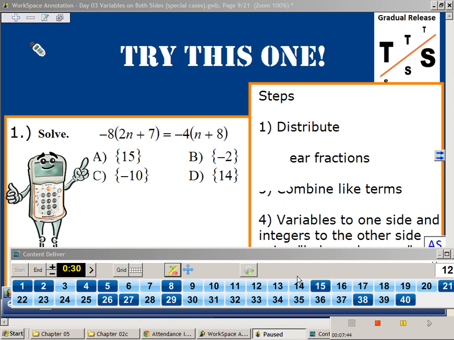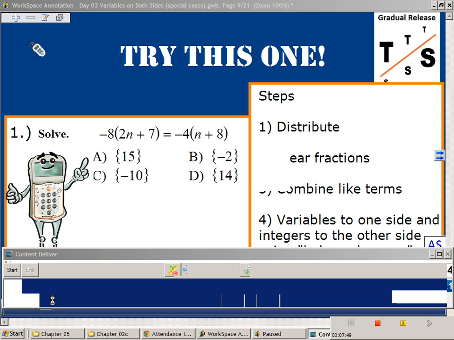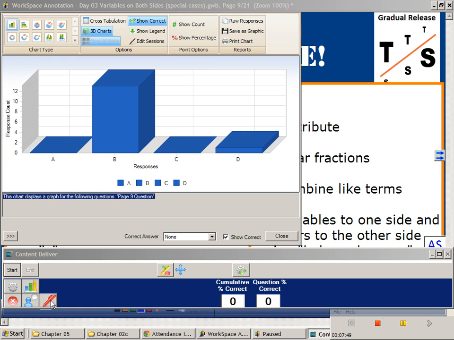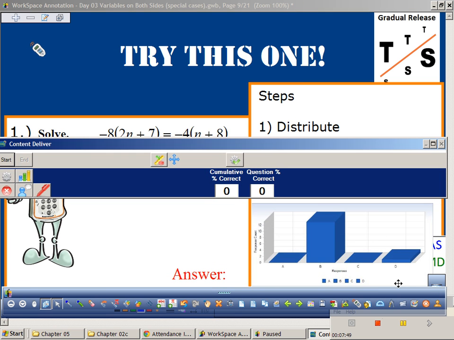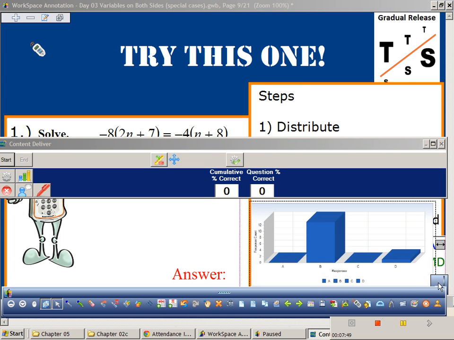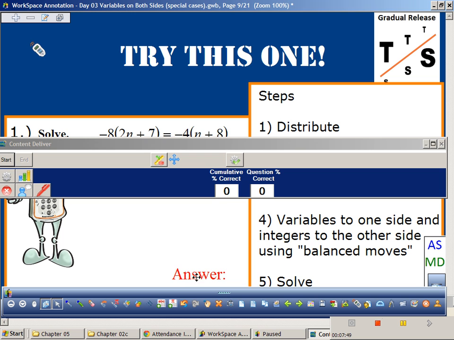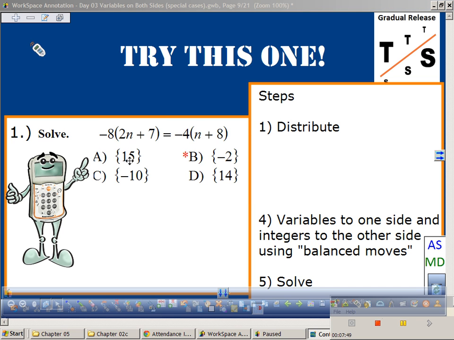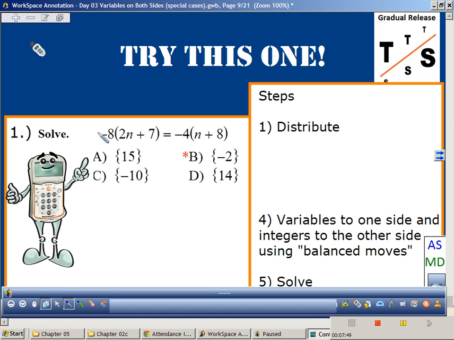Okay, so back on me, 5, 4, 3, 2, 1. Most of you have your answers in. Let's see how you guys did. Most of you chose B. That's good. And the answer is B.